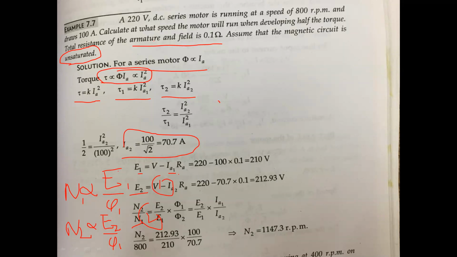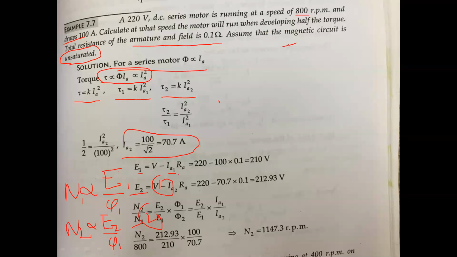So I repeat the same problem. A 220 volts DC series motor is running at a speed of 800 rpm. Initial speed is given, this is the N1 value, and it draws 100 amperes, the Ia1 value. Calculate at what speed the motor will run when developing half the torque.